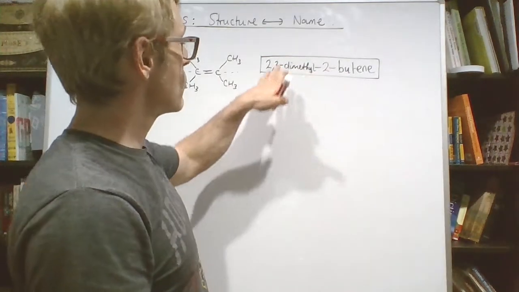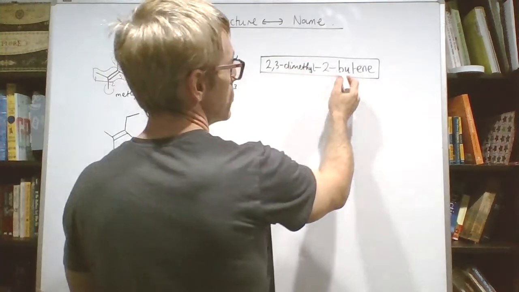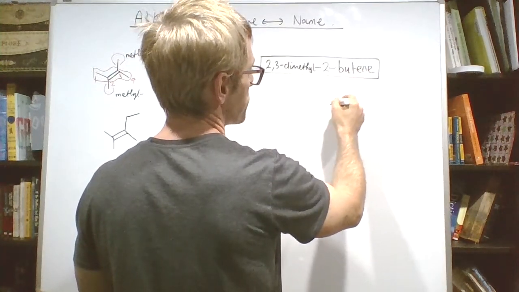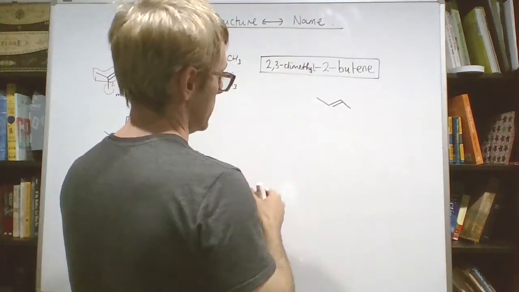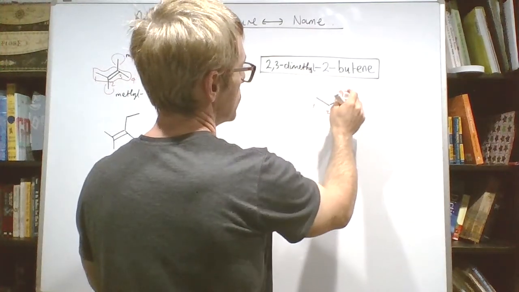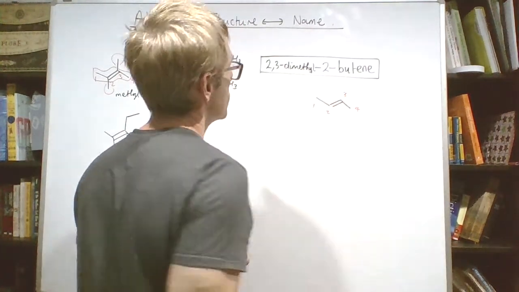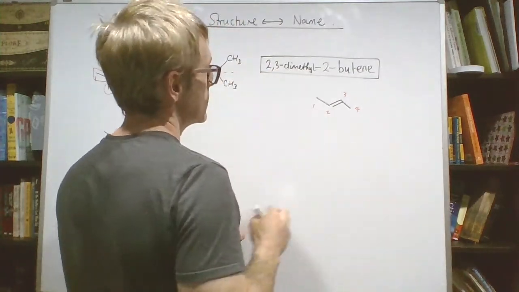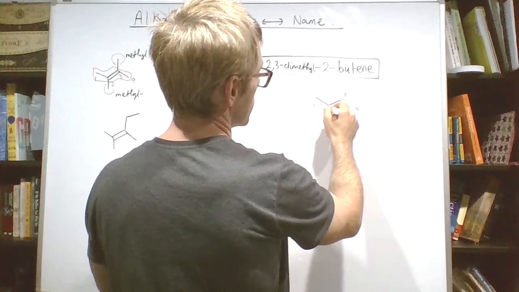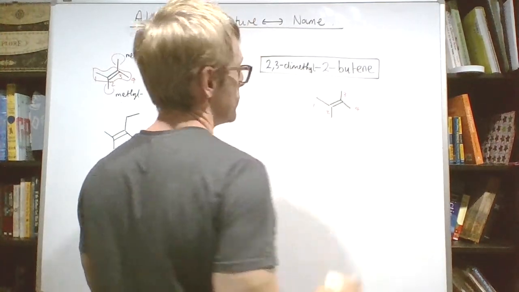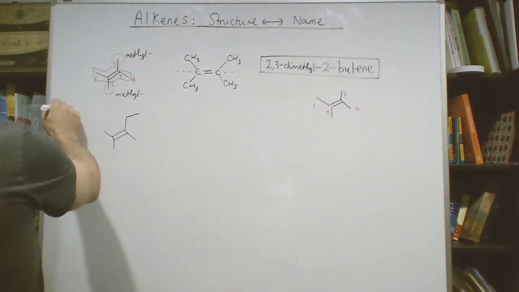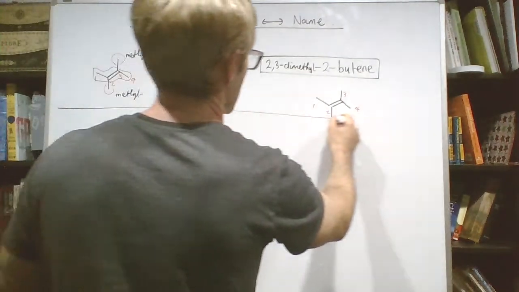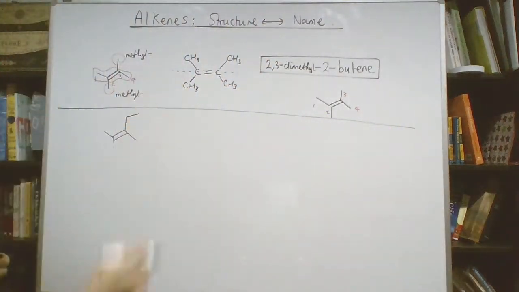Again, if you needed to re-engineer this structure, you would just have 2-butene. Number it 1, 2, 3, 4. On carbons 2 and 3, you'd have 2 methyls, and you'd regenerate the original structure. So no evidence of isomerization here.